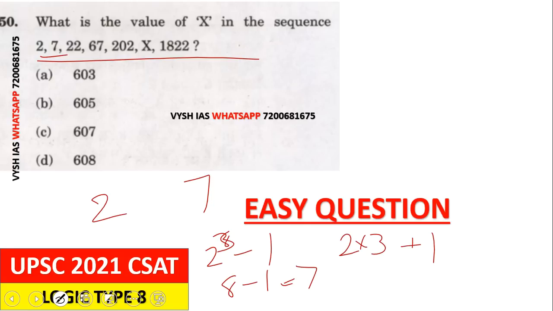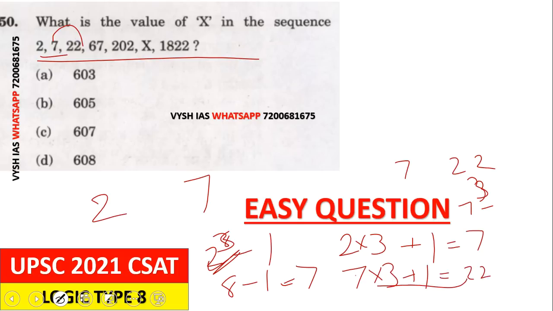Is it applying everywhere? You cannot take the cube method, because 7 is becoming 22, and if you do 7 cube it will become a very big number. So we consider the simple method. Take 7 into 3 plus 1, it will become 22. Now take this 22 into 3 plus 1, that is 67. This is our formula or pattern.